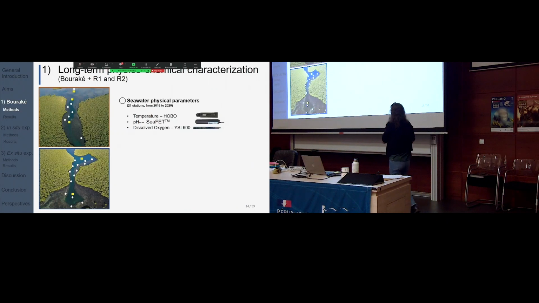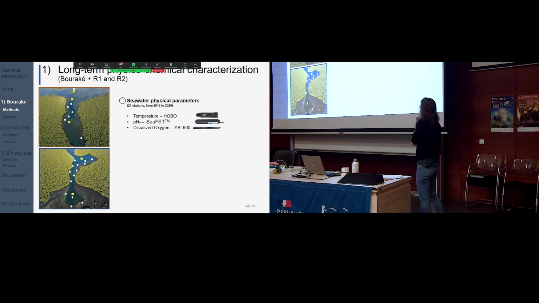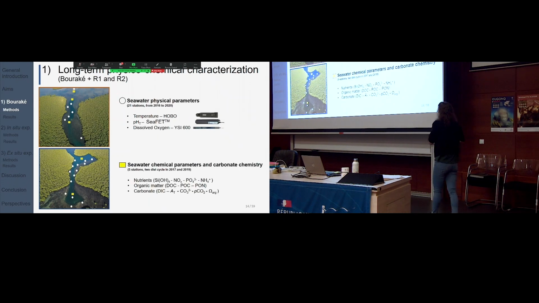To characterize the seawater temperature, pH, and dissolved oxygen from 2016 to 2020, I used 21 stations, the white dots in Bouraké, and other stations in a control site. To measure seawater chemical parameters in the two day-night cycles in 2017 and 2019, I used 5 stations, the yellow squares in Bouraké, and other stations in a control site, and I measured nutrients, organic matter, and seawater carbonate chemistry.